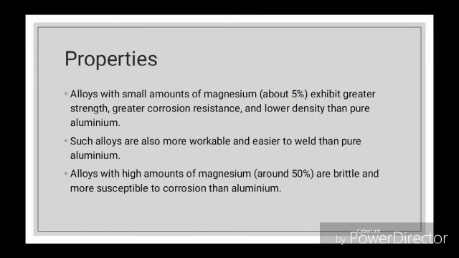Properties. Alloys with a small amount of magnesium, about 5%, exhibit greater strength, greater corrosion resistance, and lower density than pure aluminum. Such alloys are more workable and easier to yield than pure aluminum. Alloys with high amounts of magnesium, about 50%, are brittle and more susceptible to corrosion than aluminum.